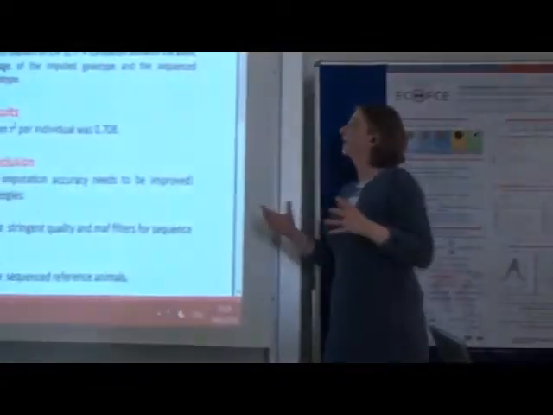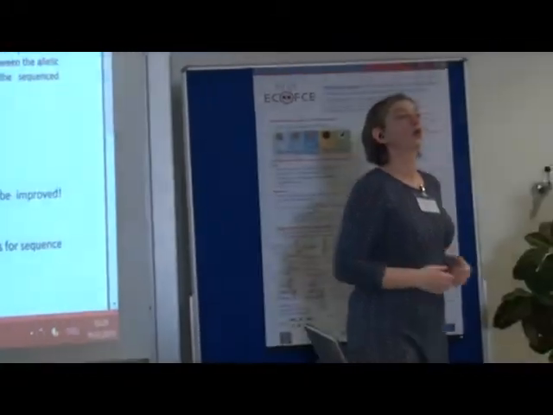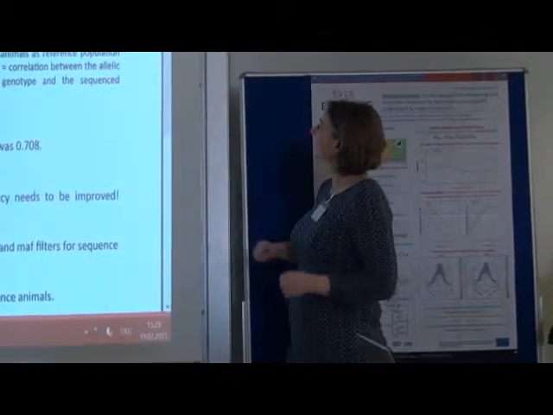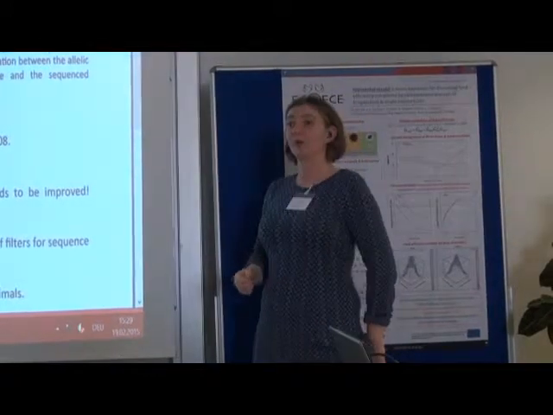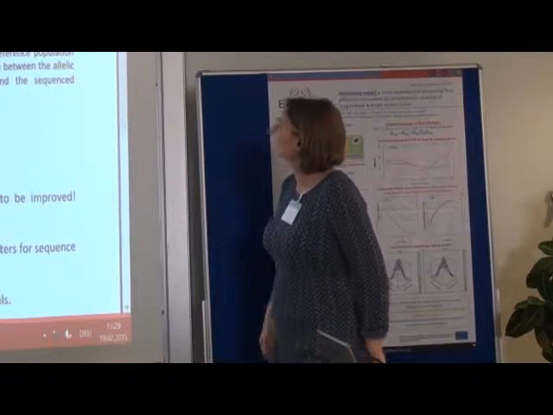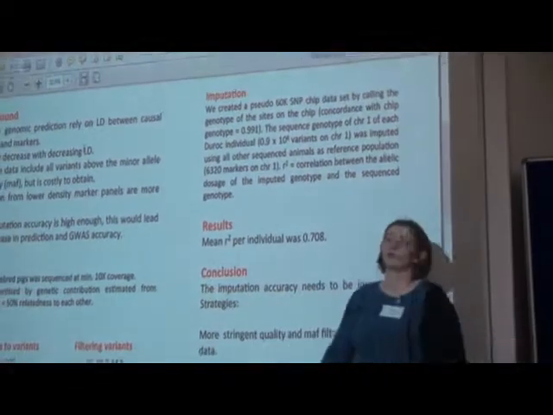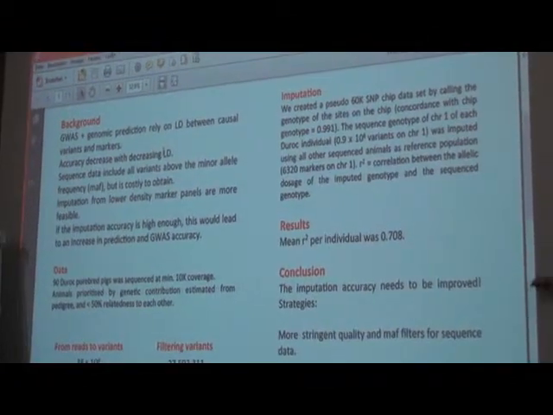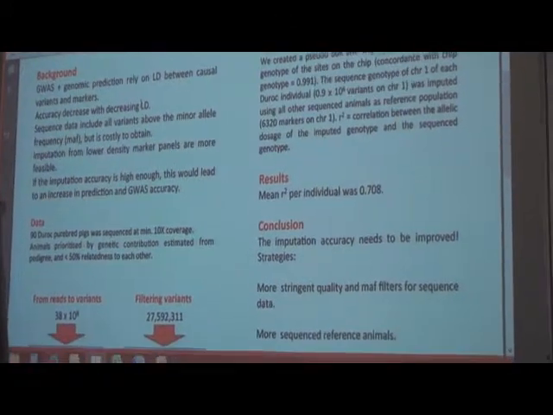We created a pseudo 6K chip, which means we called the variants that were on the chip from the sequence data, and then we imputed from the chip on chromosome 1 data up to sequence variation. So that was from the just over 6,000 markers that we have on chromosome 1 on the chip, up to just under 1 million variants that we have in the sequence data.